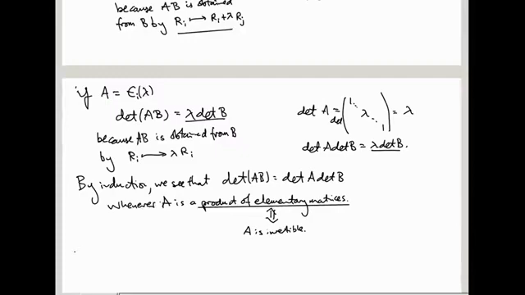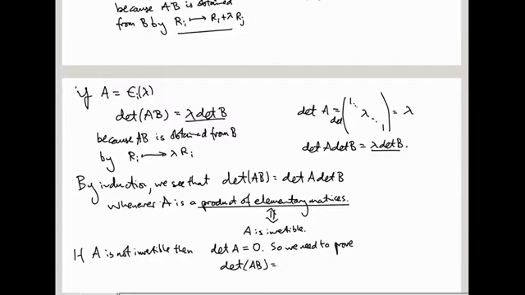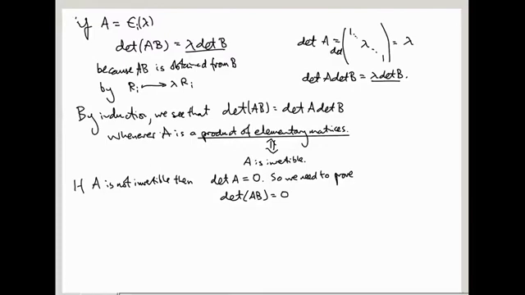If A is not invertible, then det A is 0 by theorem 1 that we saw just now. So we need to prove, in this case, that det AB is 0, as in it's 0 times det B. And this is equivalent to showing that AB is not invertible.